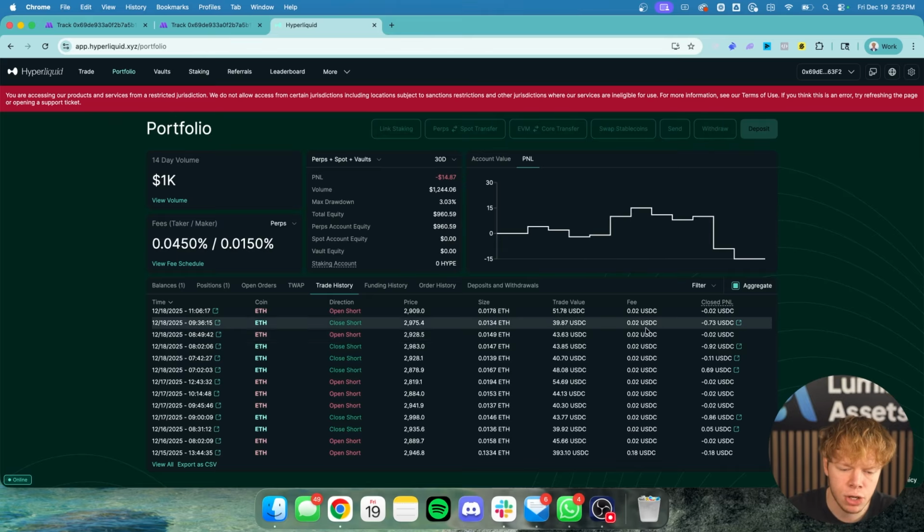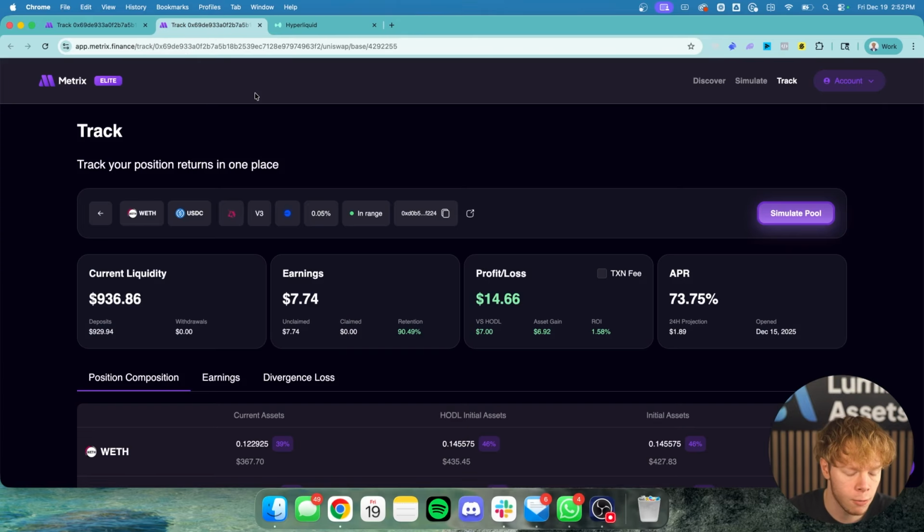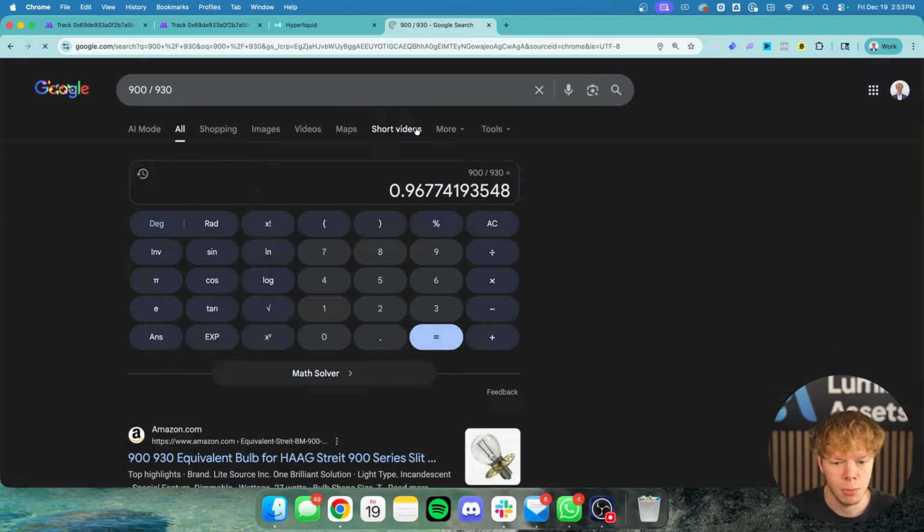And there are a couple of different strategies that you can use to mitigate this. The first one is under-hedging or over-hedging and just taking a little bit more directional risk. That's actually what I did here as well. I started with about $900 on the hedge, and I had a $930 deposit into the liquidity pool, meaning that I was 96, 97% hedged.